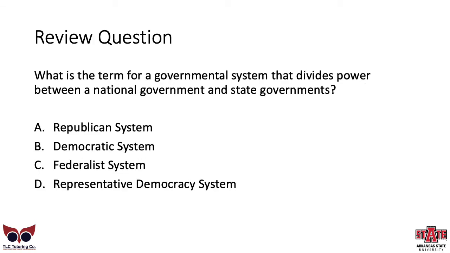Review question. What is the term for a governmental system that divides power between a national government and state governments? A. A republican system. B. A democratic system. C. A federalist system. Or D. A representative democracy system. The correct answer is C. The term for a governmental system that divides power between a national government and state governments is a federalist system.